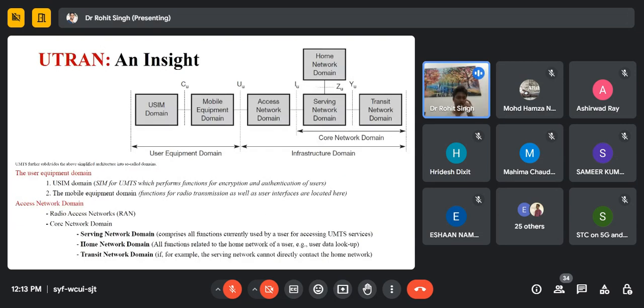Here, this is the user plane, which consists of a mobile and a SIM. This is the radio access network, and in the core network, you are having similar entities, for example, mobile station controller, HLR, home location register, but with different names. So this is the UTRAN radio interface.